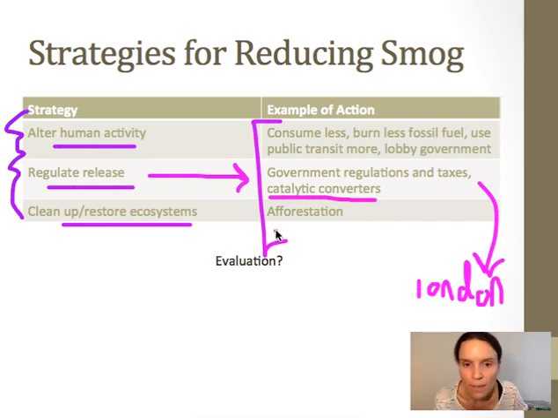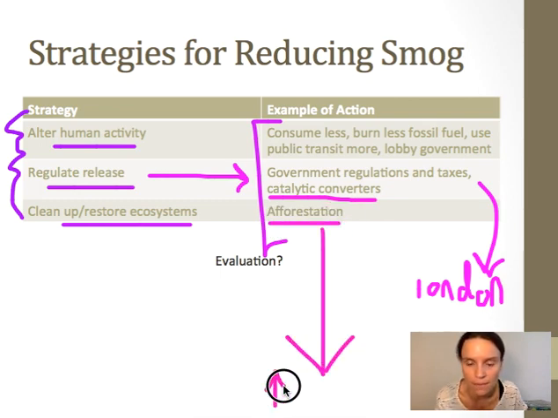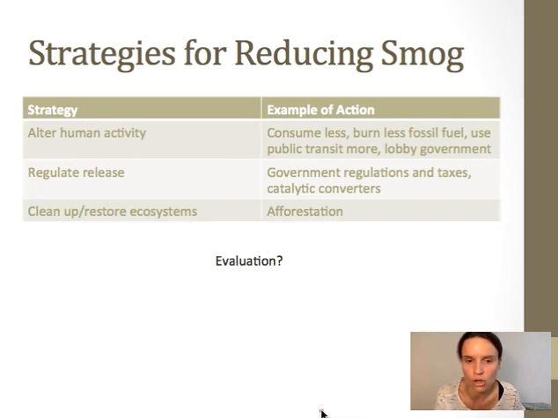In terms of cleanup and restoration, afforestation, or creating forests and green spaces, is not a significant help, but is something that can be done to try to combat photochemical smog, because it acts as a sink for carbon dioxide compounds that would otherwise go into the photochemical smog compound.